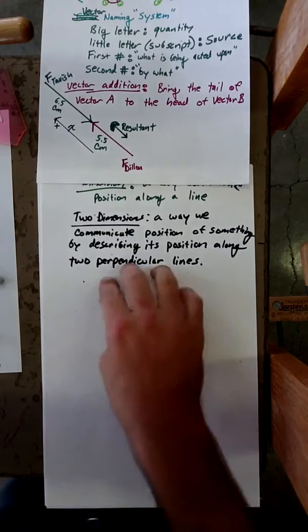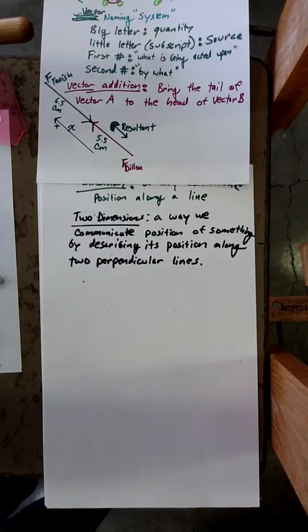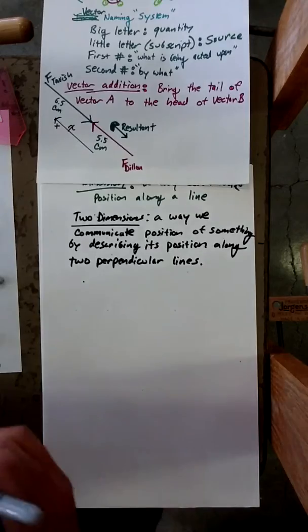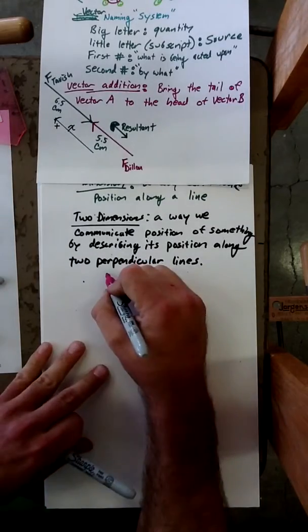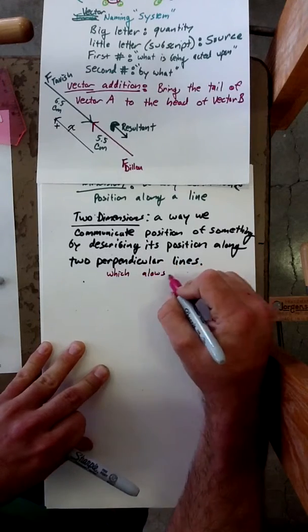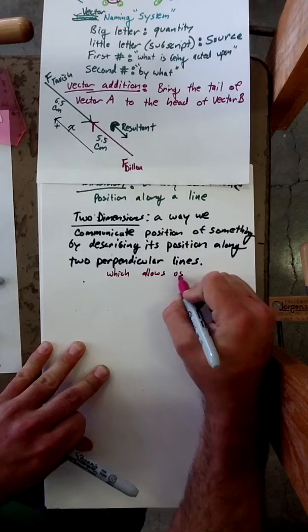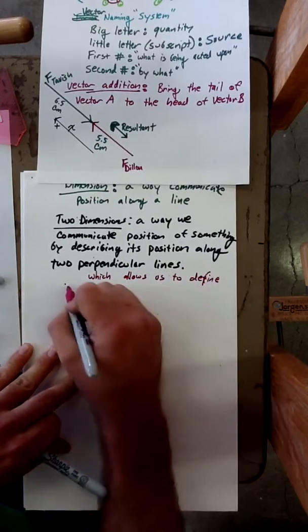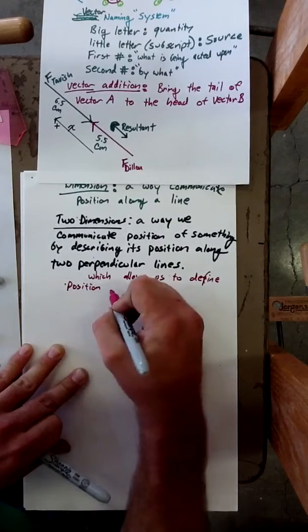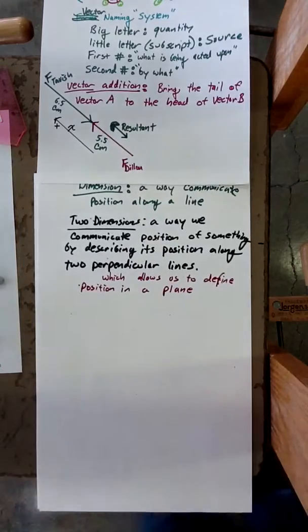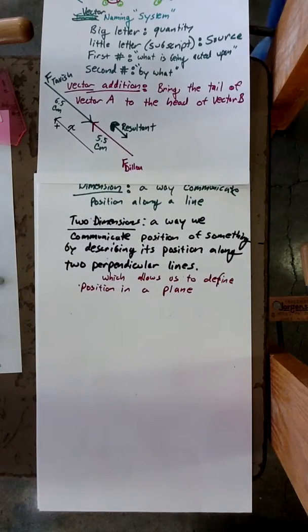So that's what we're talking about here. And because of that, it allows us to define a position on a grid. But what is also a grid? What is a grid? It is a plane. Thank you, Bradford. That's exactly what I was looking for. Which allows us to position in a plane. In your other notes, you might want to say, such as the piece of paper I'm writing on.